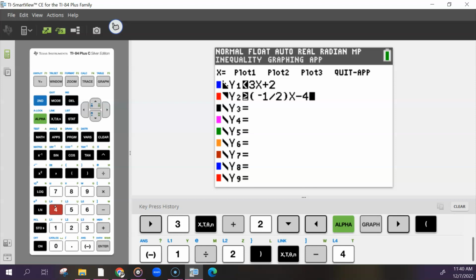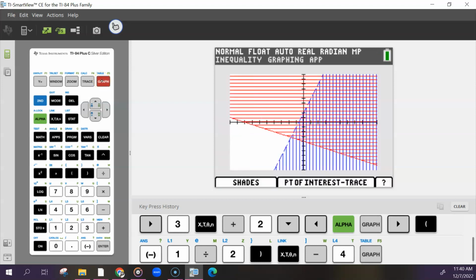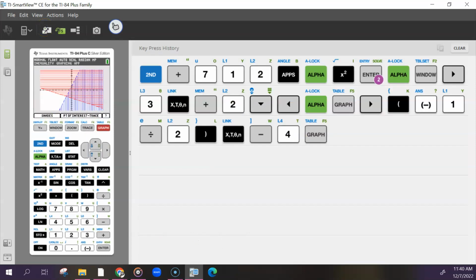Once you have your two inequalities, hit graph. Mine will show up in color. Yours will just be black sets of lines. But you should still be able to see where they overlap. So this would be good to make sure that you graphed it correctly. The lines are correct. If this is supposed to be a dash or a solid and you didn't do that, you could fix it.